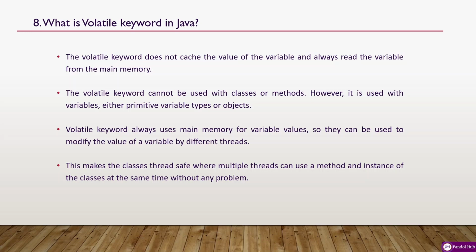Okay. The volatile keyword cannot be used with classes or methods. However, it is used with variables, either primitive variable types or objects. So this keyword is only applicable to the primitive variable types or objects, but it cannot be used with classes or methods. The volatile keyword always uses main memory for variable values, so it can be used to modify the value of a variable by different threads. So what does this line mean?